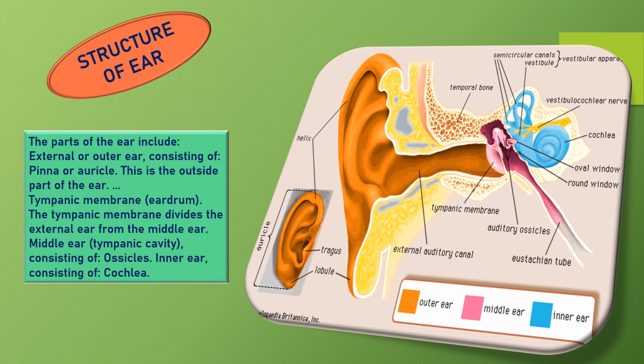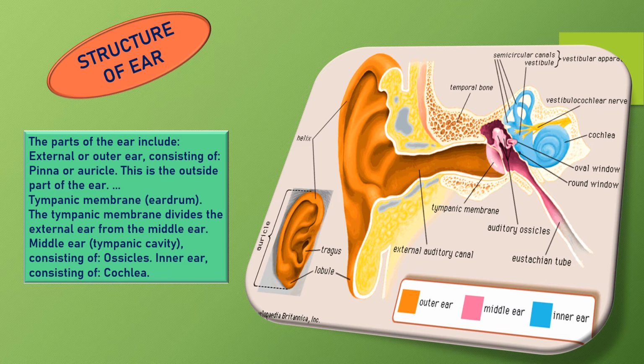the tympanic membrane or eardrum. You can see the tympanic membrane in the middle ear. The pinkish portion is the tympanic membrane. It's actually a leaf-like structure. The tympanic membrane divides the external ear from the middle ear. And the middle ear or tympanic cavity consists of ossicles, and the inner ear consists of cochlea. So the middle ear consists of auditory ossicles after the tympanic membrane, the pink color auditory ossicles.